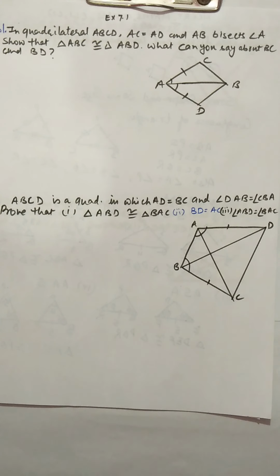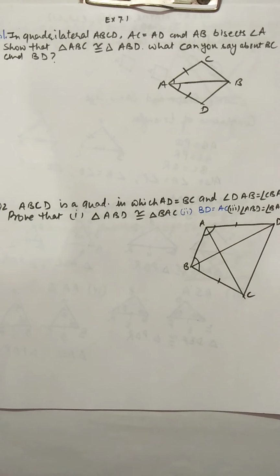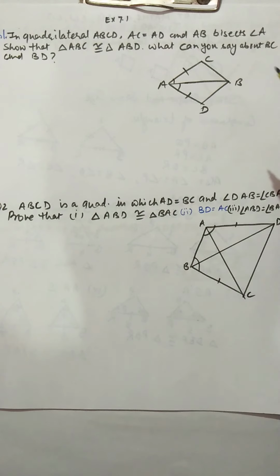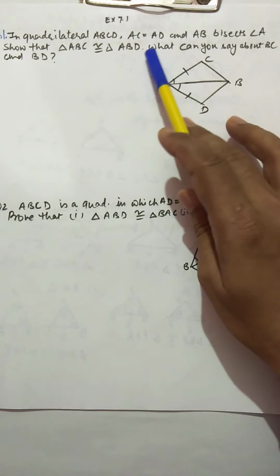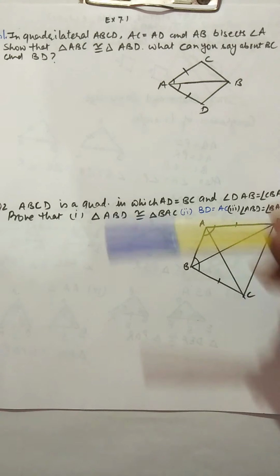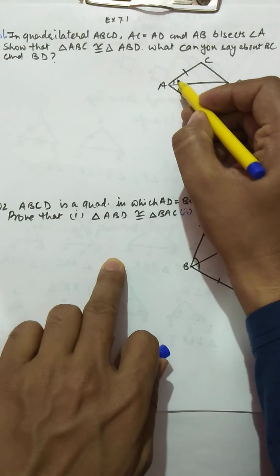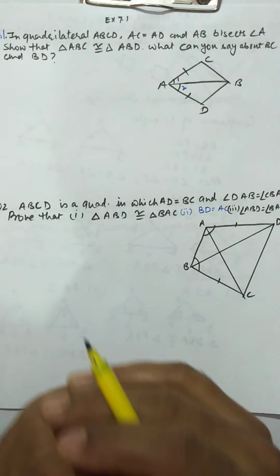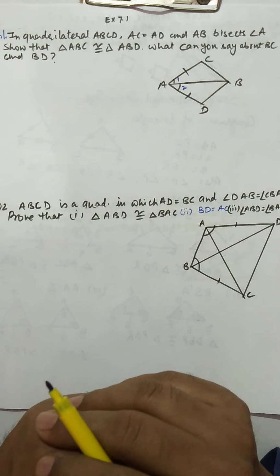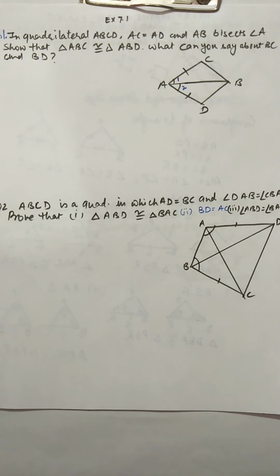Now we'll discuss exercise 7.1. Question number 1 is, in this quadrilateral, you can see ABCD is a quadrilateral. AC equal to BD, it's given. AB bisects angle A. AB bisects angle A means this angle 1, if I say this angle 2, then angle 1 equal to angle 2. And you have to show that triangle ABC congruent triangle ABD. And now what can you say about BC?